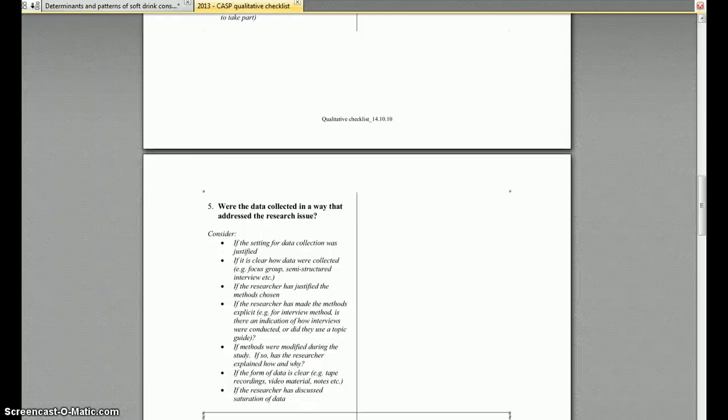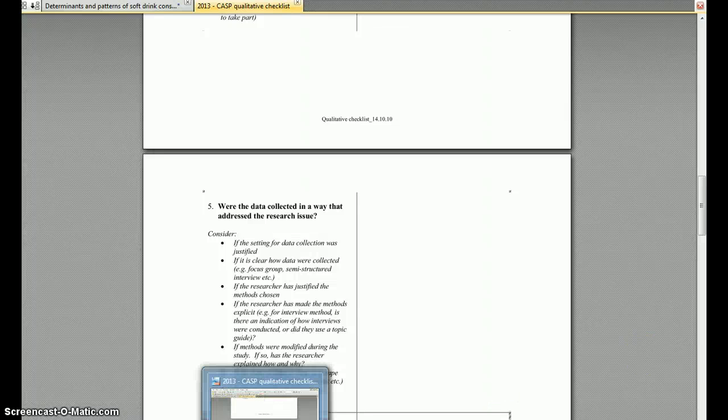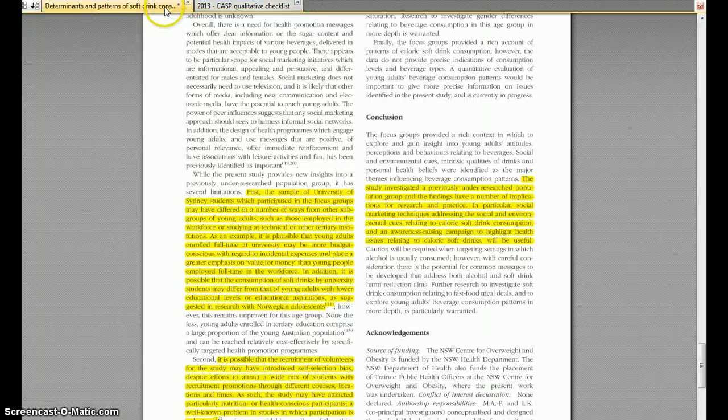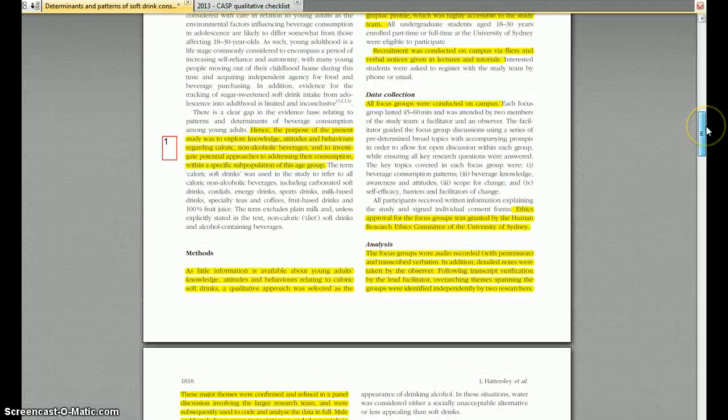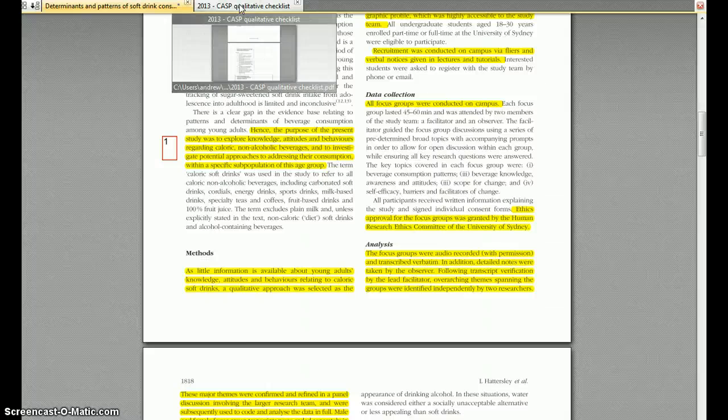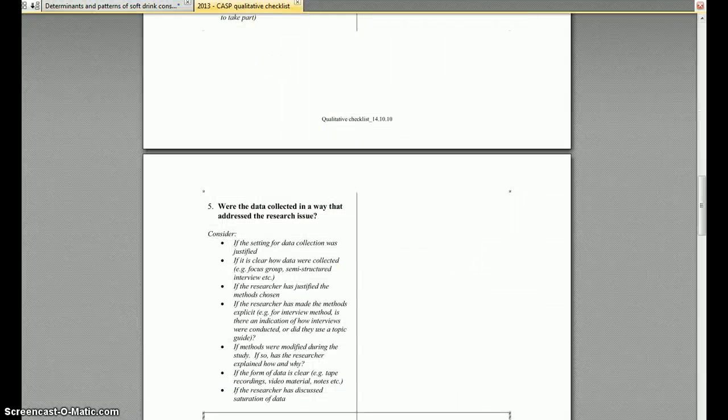The next question is around the data collection. It talks about the setting, how the data were collected, whether there's a justification for methods used. Well, the authors make it clear that they conducted these assessments in a campus setting, that they recruited via a campus, that they used semi-structured interviews, and so all of these are factors that we should bear in mind when assessing the results from the study.